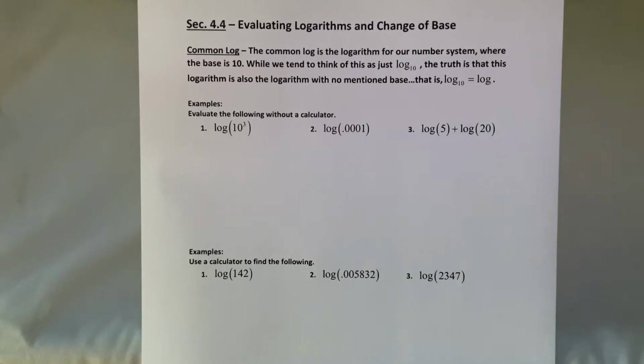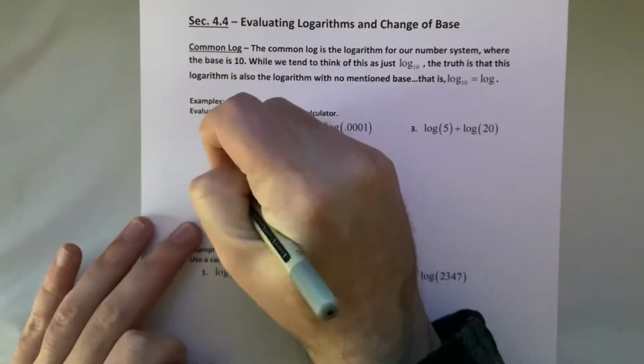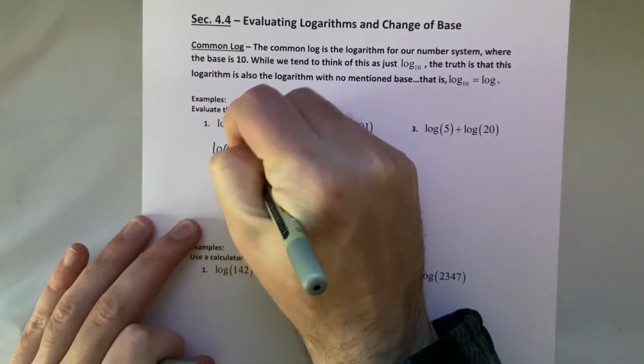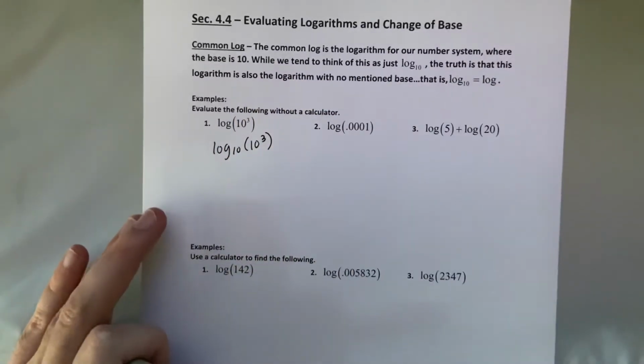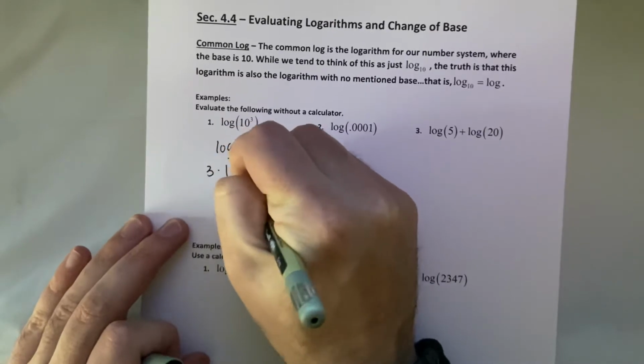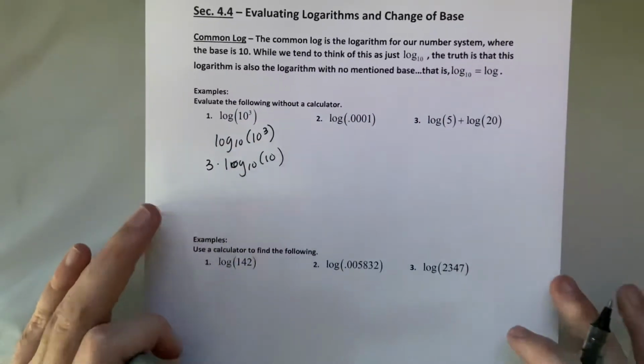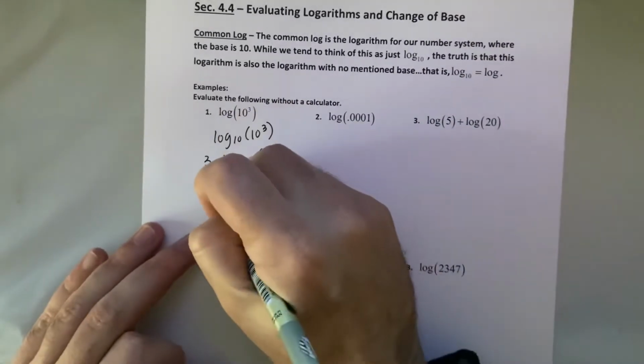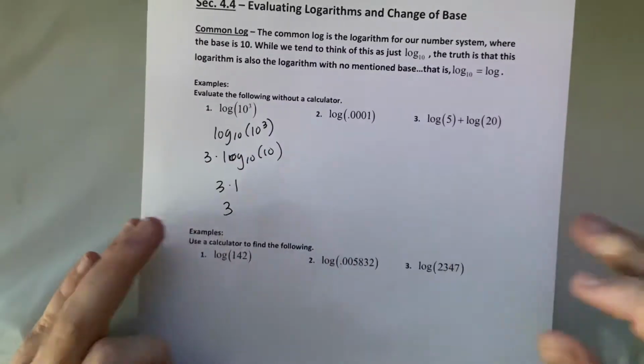So when you see log of something like 10 cubed, this is really log base 10 of 10 cubed, in which case you could bring the 3 down front, 3 times log base 10 of 10, and we know anytime a log's base and a number match, it's 1. It's 3 times 1, which is 3.